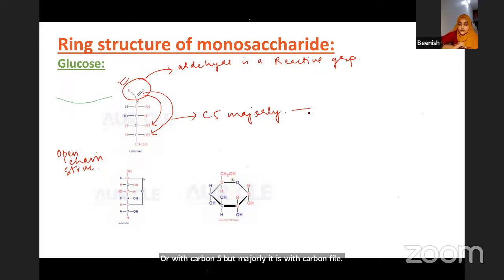To form a ring structure. It forms a ring. I'll repeat this again. So the aldehyde, it is a reactive group. So it is able to react with either carbon 4 or carbon 5, but majorly the reaction takes place with carbon 5. So what happens? It forms a ring. So there is formation of this hybrid structure, which is known as hemiacetal.